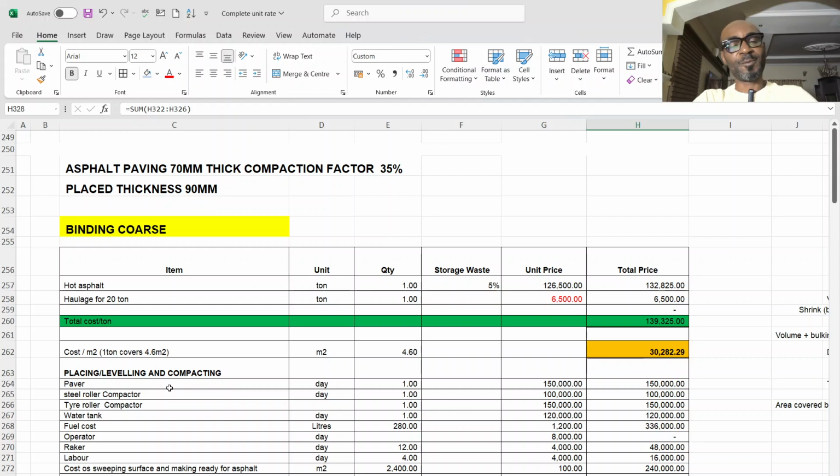Watch out for the price for the base course. In my next video, I'm going to deal with that so that we can see we are gradually taking care of the road aspect completely. See you next. Bye for now.